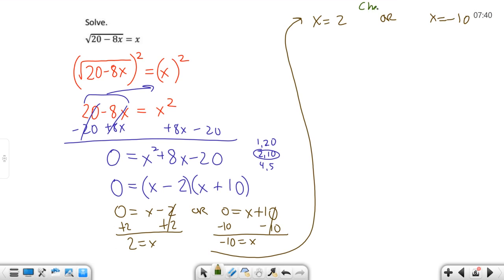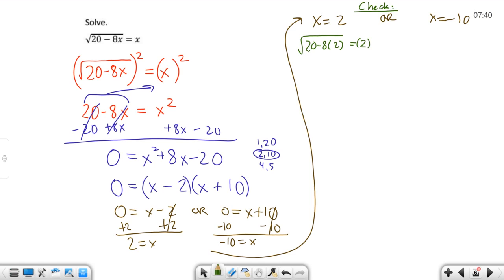So we must check both of these. So let's check x equals 2. What we're going to do is take this and plug it into the original right here, okay? Always in the original. So this is going to be the square root of 20 minus 8 times 2 equals 2. I'm going to put parentheses around it because I'm plugging it in, but you don't have to do it on that side. It's just x.